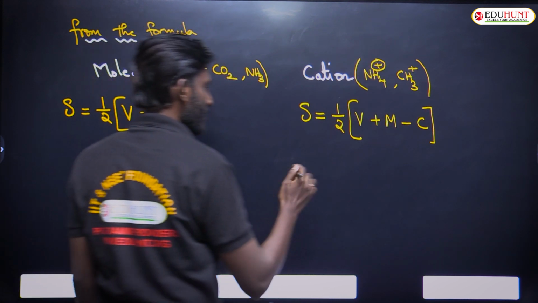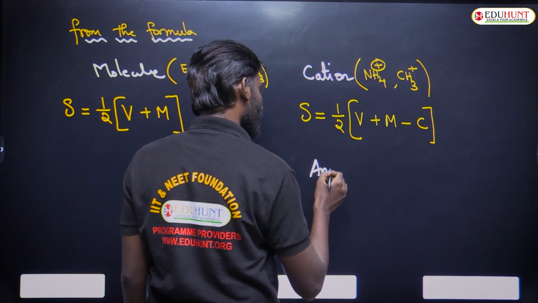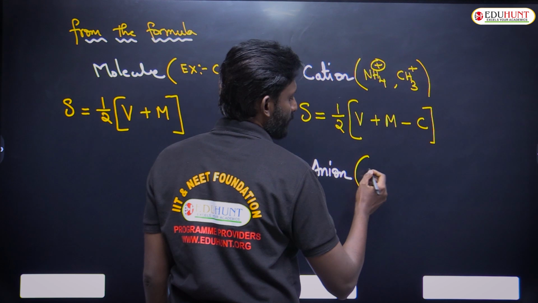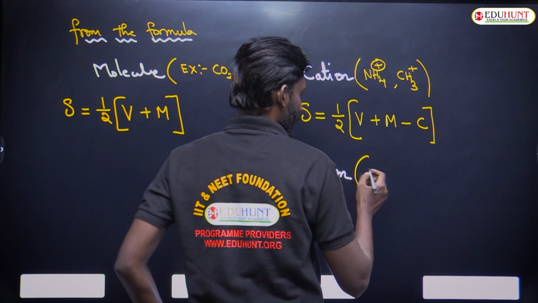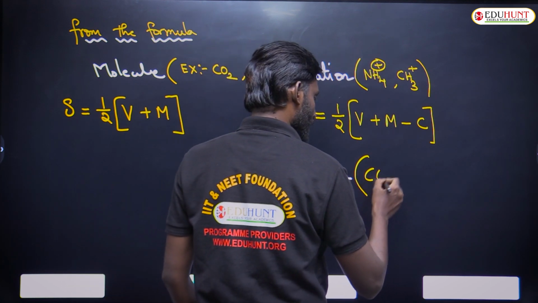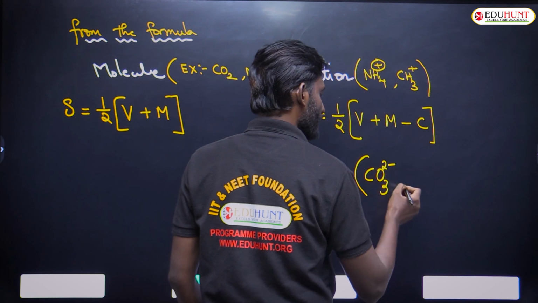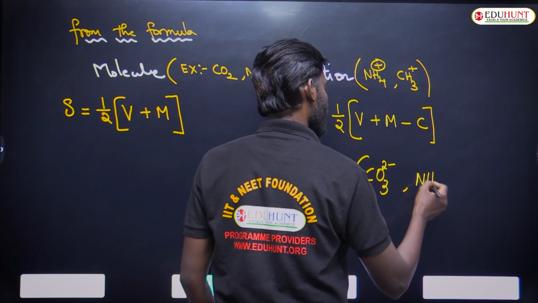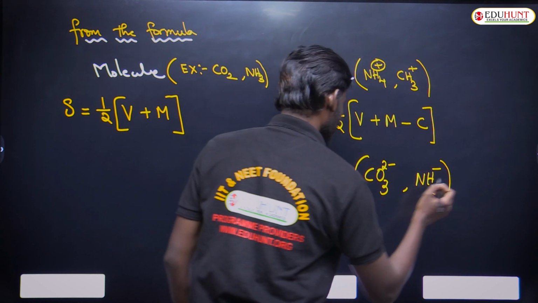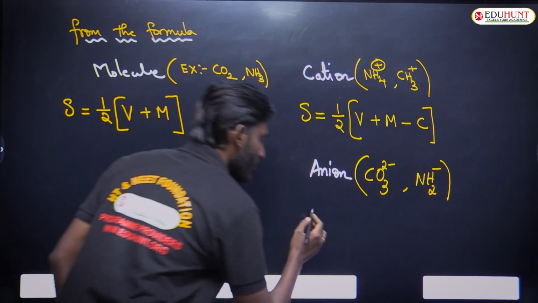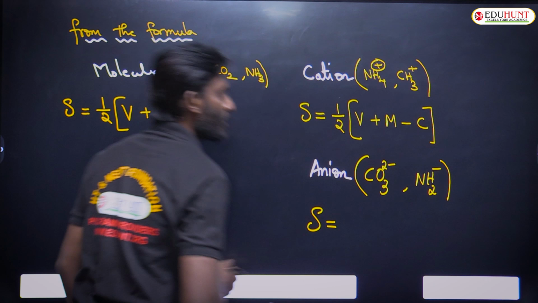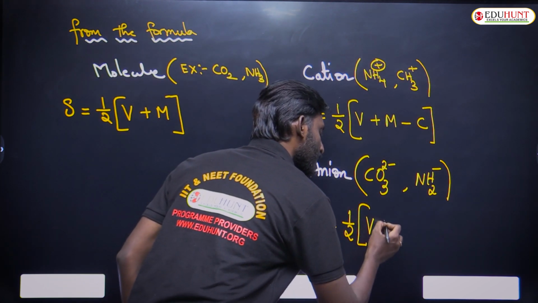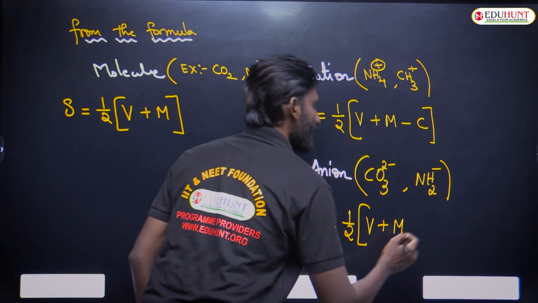Again, what happens if it is anion? Examples for anion: CO3 2 negative, NH2 minus, like that, any anion. Then how can you calculate the S value? S value is equal to 1/2 times of valence electrons plus monovalent atoms.